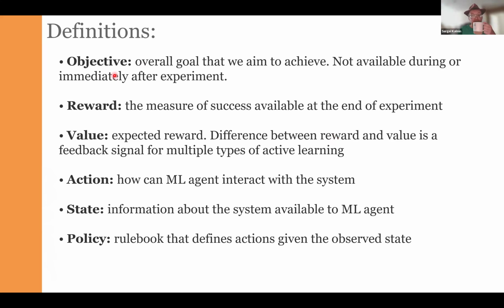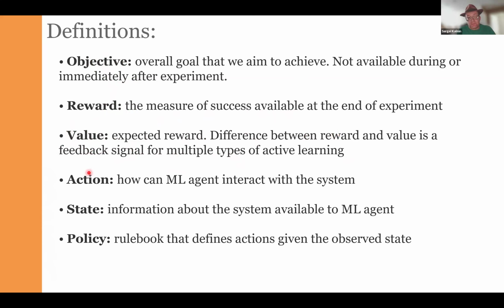So anyway, these are the definitions that are really worth knowing. There is something that we want to achieve in the long term. A reward is the measure of success that we have available at the end of the experiment. It's very important to have what is called value, or expected reward. And in fact, many of the active learning methods like reinforcement learning use the difference between reward and value as the feedback signal.